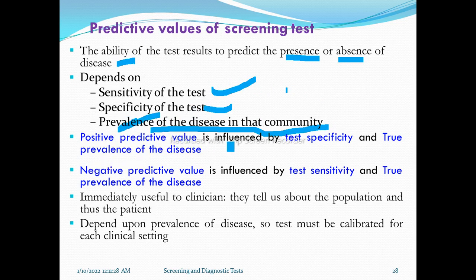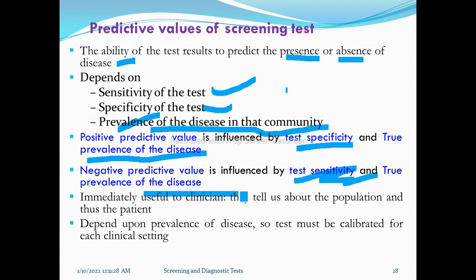Positive predictive value is influenced by test specificity and true prevalence of the disease, whereas negative predictive value is influenced by test sensitivity and true prevalence of the disease, meaning prevalence will affect it, plus specificity and sensitivity will affect it.